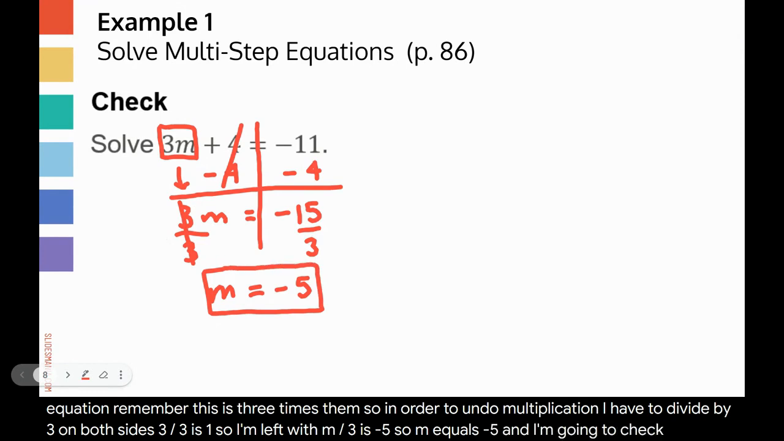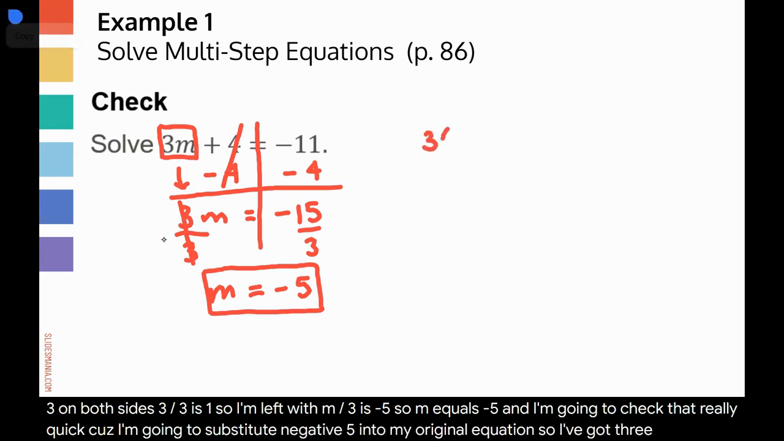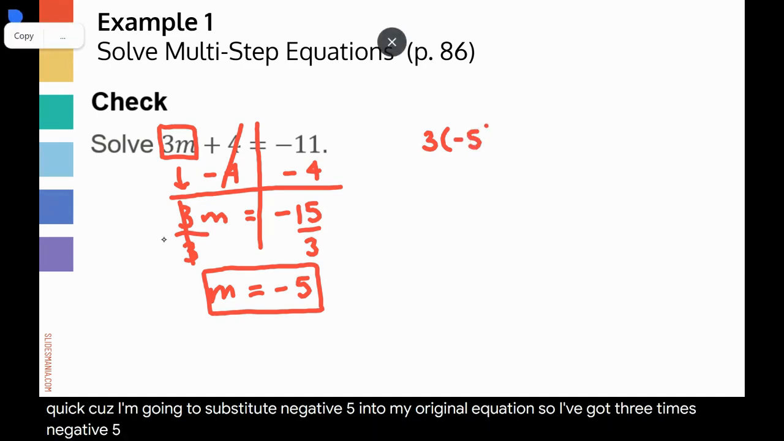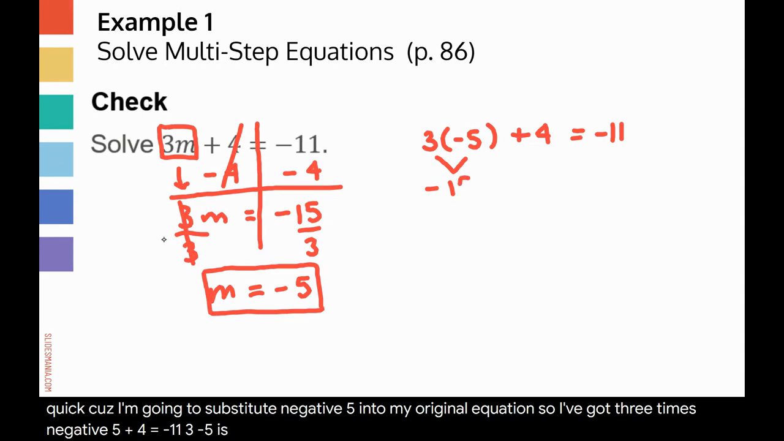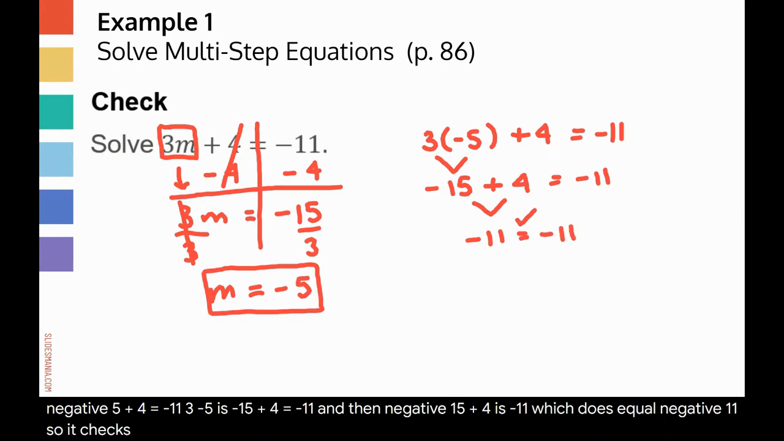And I'm going to check that really quick. So I'm going to substitute negative 5 into my original equation. So I've got 3 times negative 5 plus 4 equals negative 11. 3 times negative 5 is negative 15. Plus 4 equals negative 11. And then negative 15 plus 4 is negative 11, which does equal negative 11, so it checks.